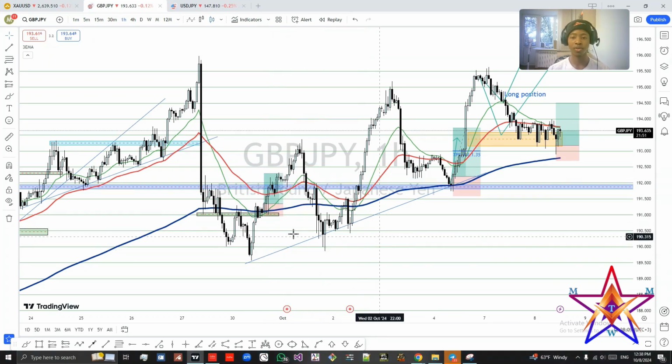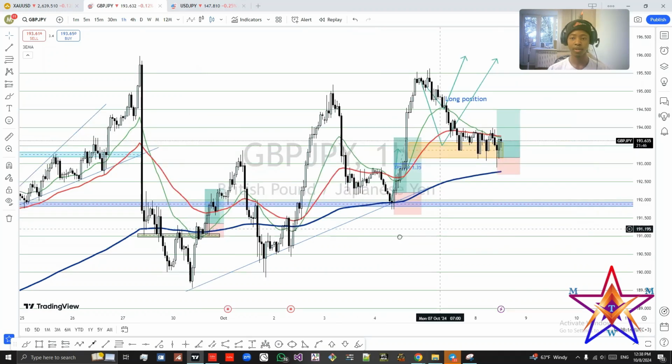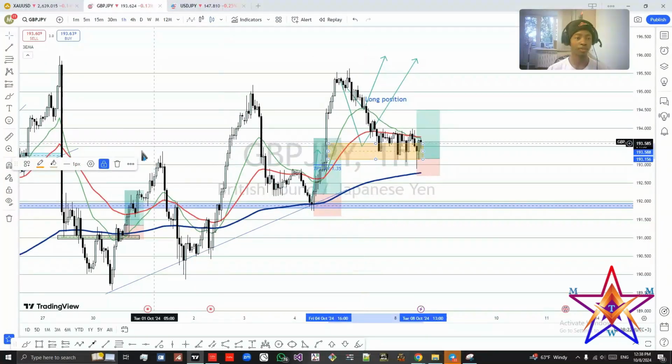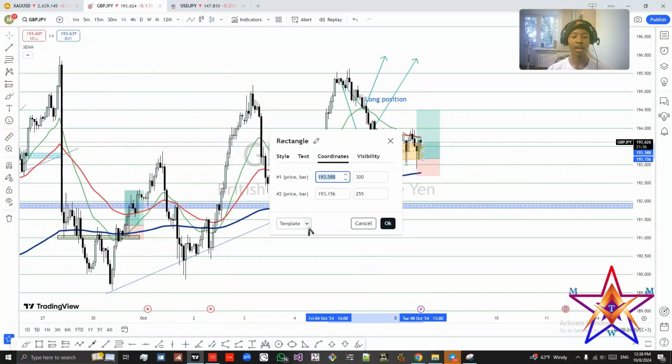And this golden one, right, this golden one, it is called the Fibonacci. It's called the golden area. Like these are the 3 templates.